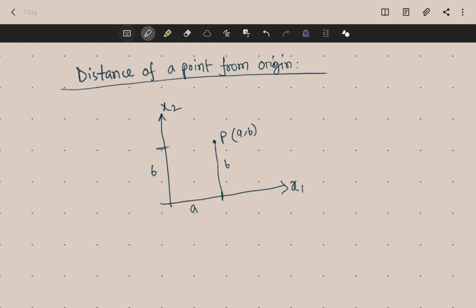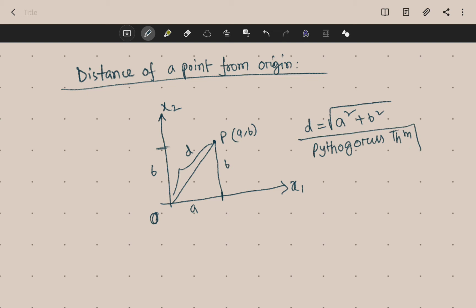So now the point is, this is my origin, O. From P to O, this is the distance I want to calculate. So how can I calculate this distance? The formula for calculating this distance is the square root of a square plus b square. This is basically the Pythagorean theorem. Okay, so what is this, basically?